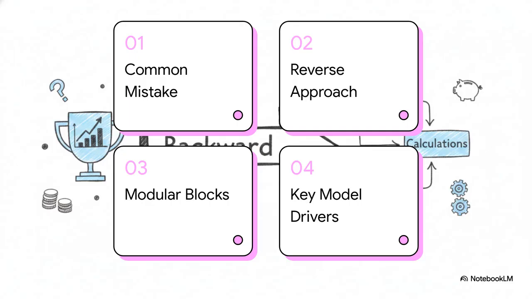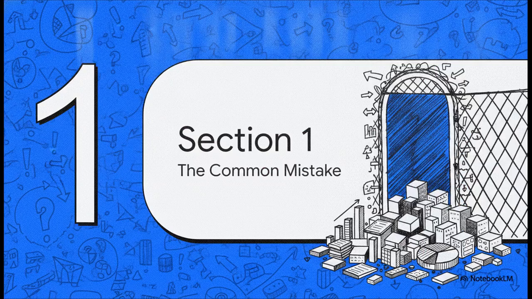Okay, here's our roadmap for this explainer. First up, the common mistake. Second, the reverse approach. Third, modular building blocks. And finally, key model drivers. Let's jump right in. Section 1.